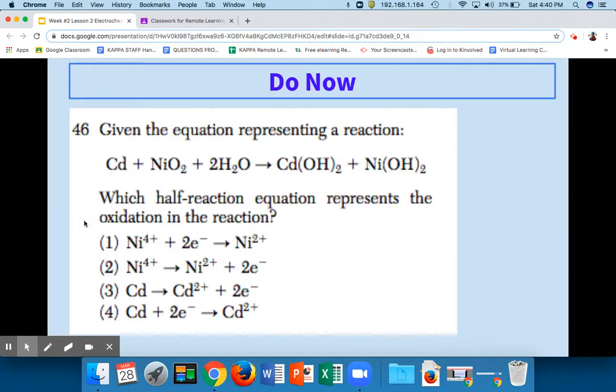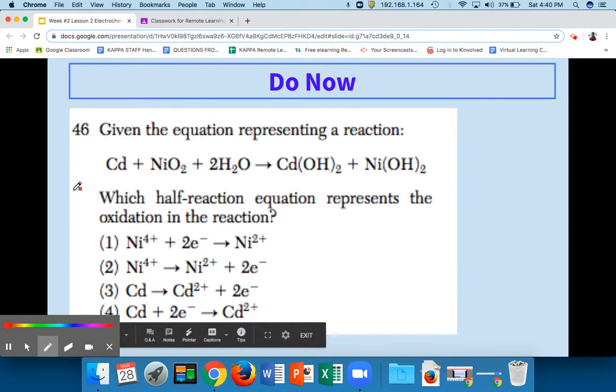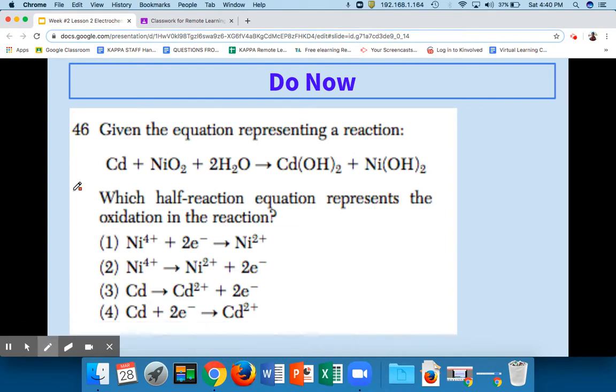All right, for our do now, we're going to review oxidation, reduction, and oxidation states. So our question is, given the equation representing a reaction, which half reaction equation represents the oxidation in the reaction? So let's annotate for some keywords here. We're looking for a half reaction. Okay, those are our options down here.